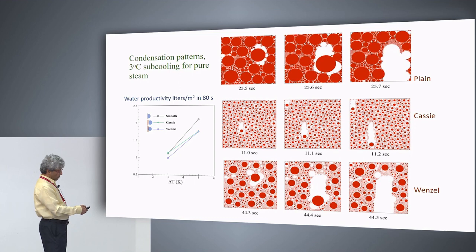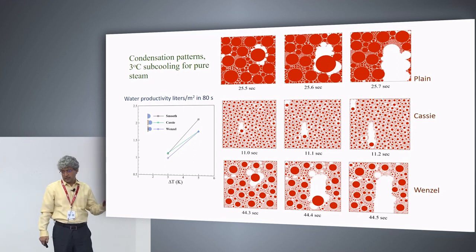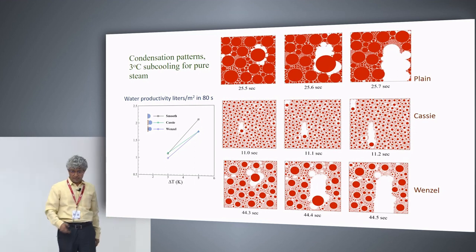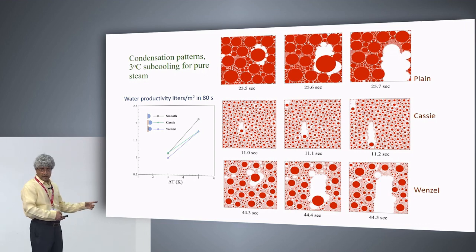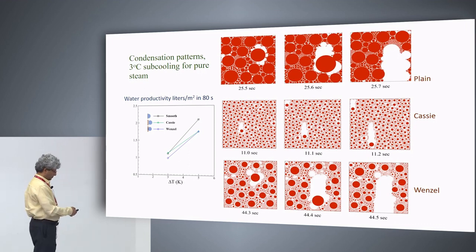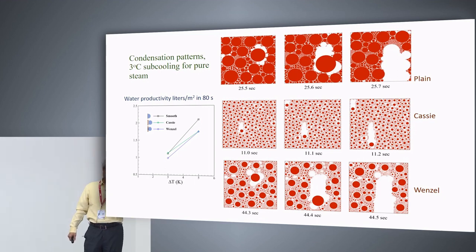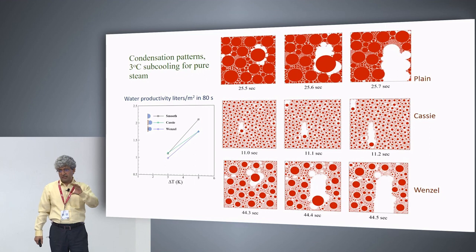So we carried out a lot of analysis of this data. This is simulation data. And at this moment, we have experimental data for the plane surface, and we have validated the dropwise condensation model for a plane surface. That I am not showing here because I have not given you the details of that model. But this is water productivity as a function of degree of subcooling. By the way, there is a huge difference between condensation of pure vapor and moist air. So we have validated our model for both, but this data is for vapor.